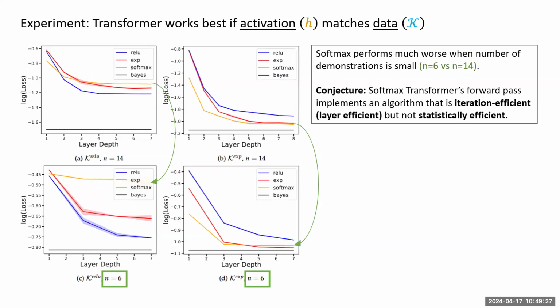So the conjecture is that the softmax transformer for a path ends up implementing an algorithm that is iteration efficient, so efficient in terms of number of layers, but ends up converging to a solution which is not statistically as efficient.